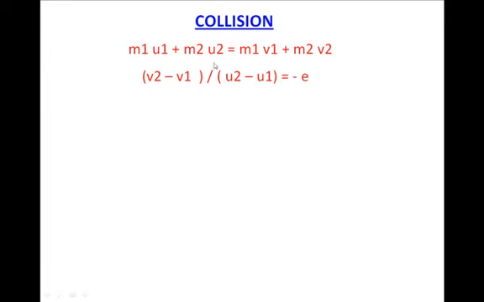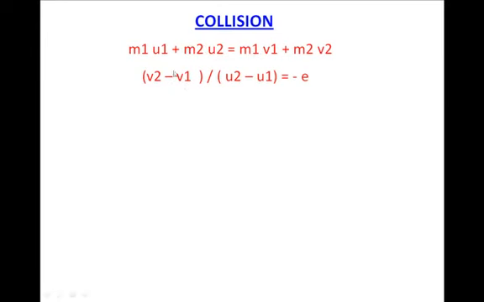Now, the two particles have masses m1 and m2. Their initial velocities are u1 and u2. Their final velocities after collision are v1 and v2. A statement will go like this: in the absence of any external force, before and after collision, the sum total of momentum will be the same.